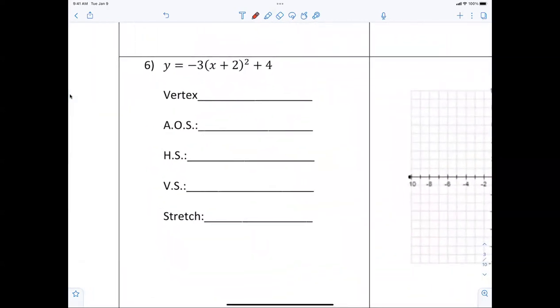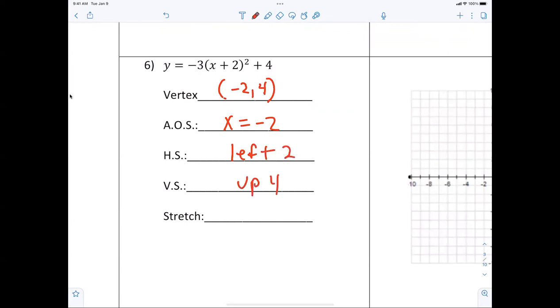All right, what is the vertex for number 6? It's easy. -2, 4. Axis of symmetry: x equals -2. There has to be an equation. Horizontal shift. We went left 2. Vertically, we went what? Up 4. The stretch is what? Yeah, the stretch is -3.